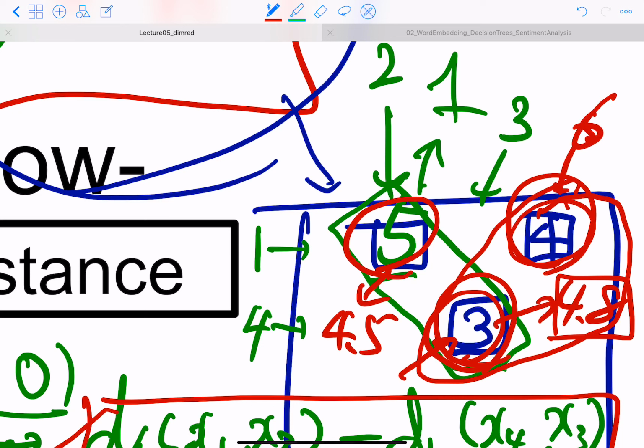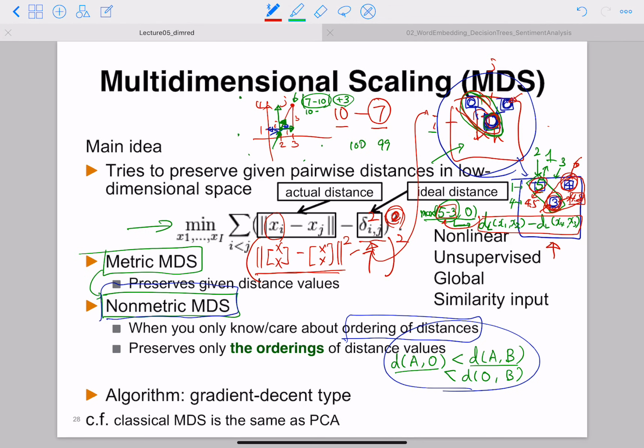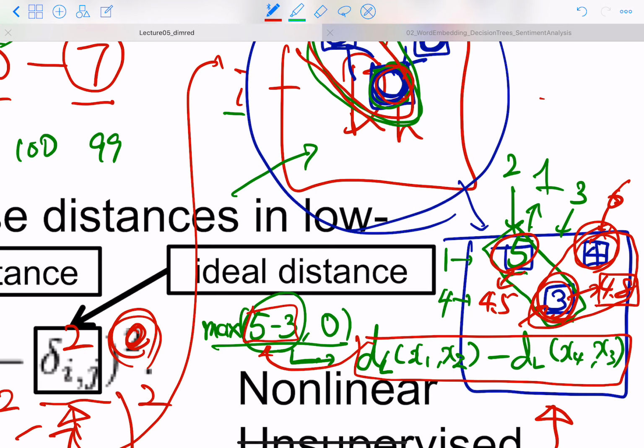So anyways, this is a high-level overview or sketch of how this non-metric MDS works. Okay, so there is no real magic even in this non-metric MDS, as long as we define quantitatively the amount of violation of our inequality as this kind of hinge loss or whatever suitable loss function.